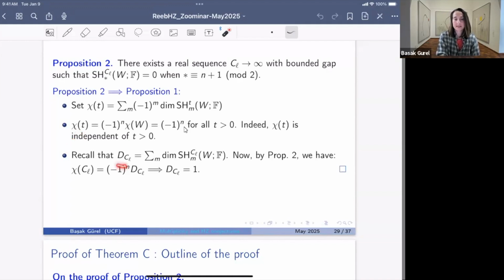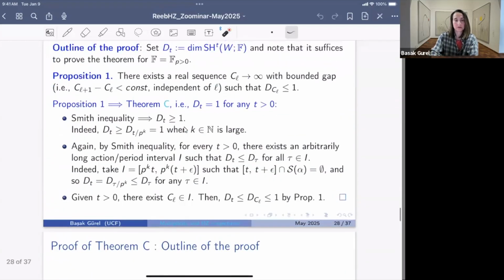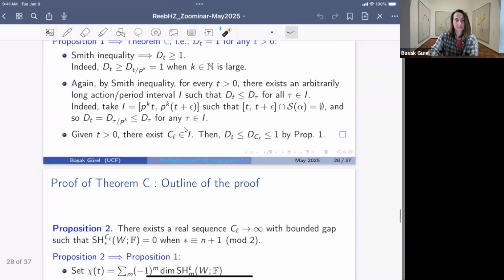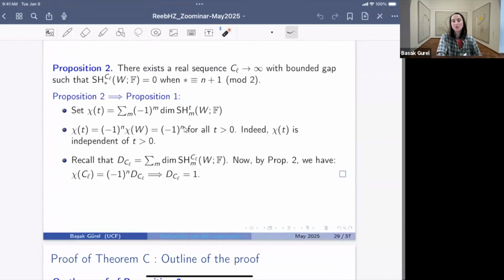Now, what is d_L? d_L is precisely the sum of the dimensions of filtered symplectic homology in these degrees with this action threshold. Now, proposition 2 told me that, what did it say? Oh yeah, proposition 2 is here, sorry. So you see this thing is 0 when they have index parity n plus 1. So just plug everything into this formula. What remains here will be precisely the dimension d_L. And then I will just conclude that this is equal to 1.